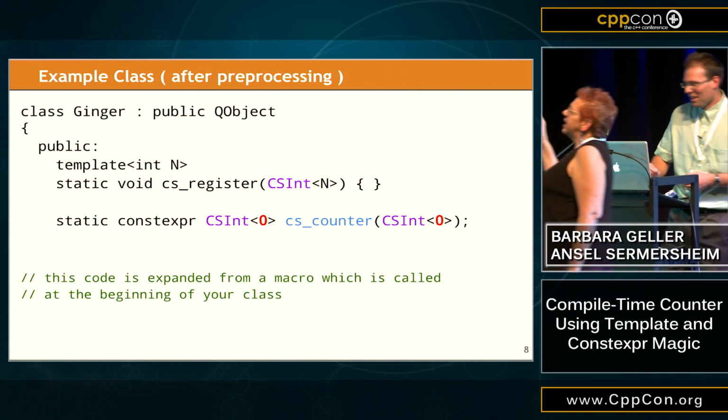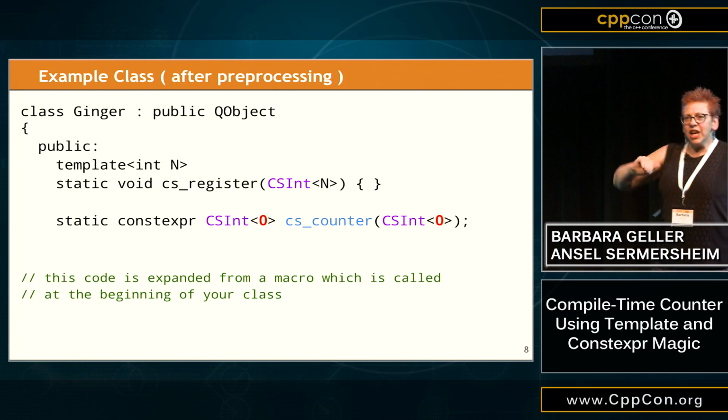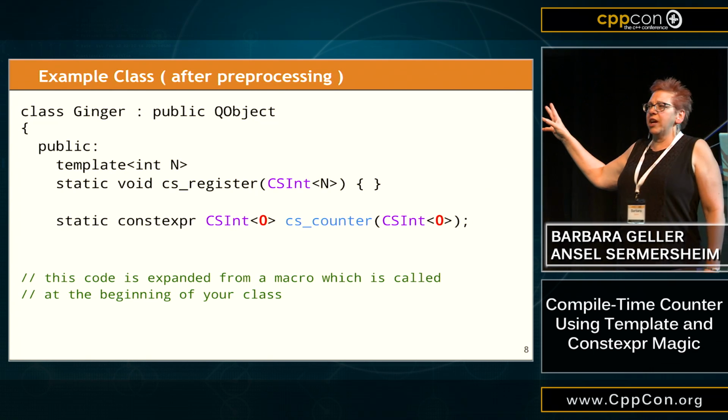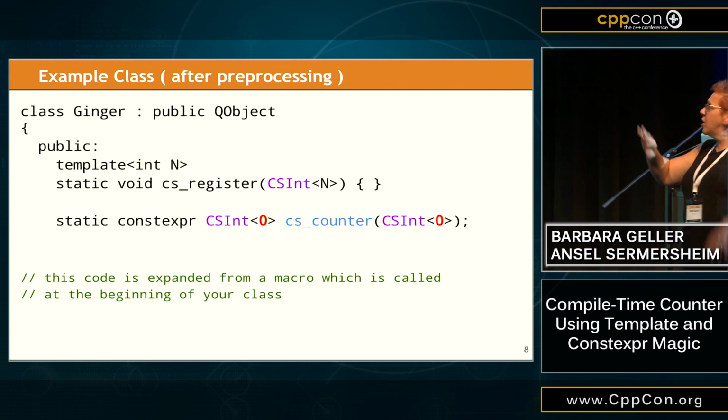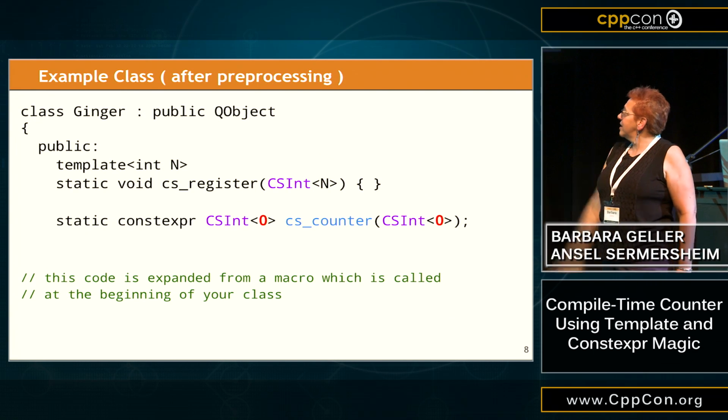Apparently. So what we're looking at here is class Ginger. This is the beginning of the class. There actually is a macro in the real code. What we've done is show the expansion here. We've left out some of the details. We're showing the main information. And we're showing this templated method.